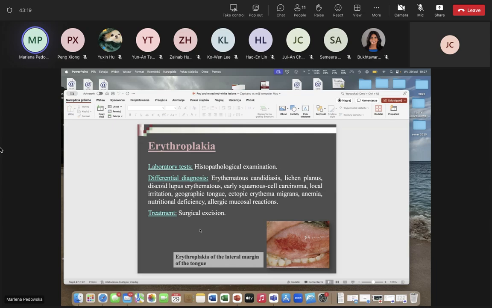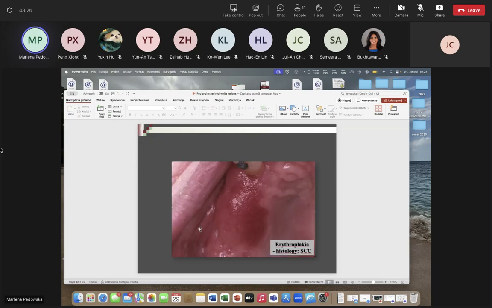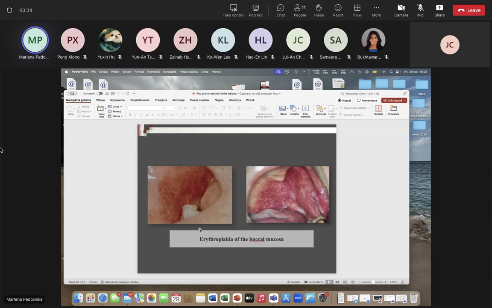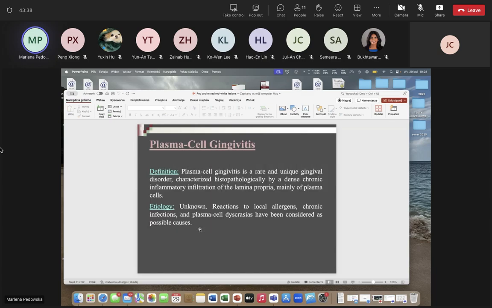In most cases, when the local irritants are not removed, oral cancer, squamous cell carcinoma, can be noticed in this erythroplakia. Yes, these are the clinical pictures of the buccal mucosa, red lesions, and the squamous cell carcinoma.